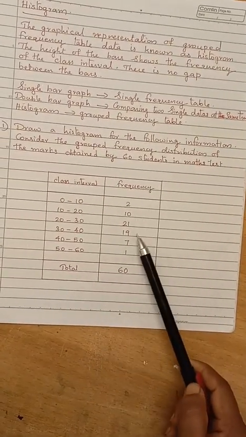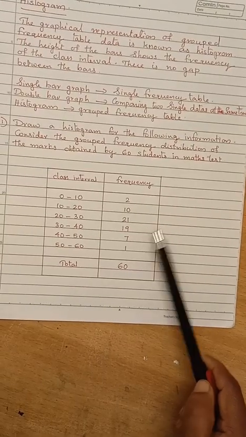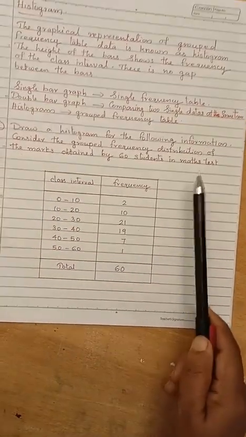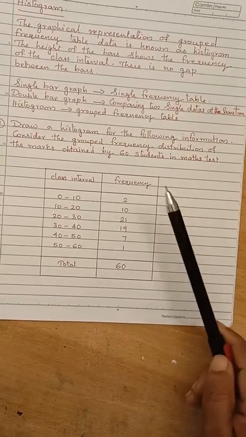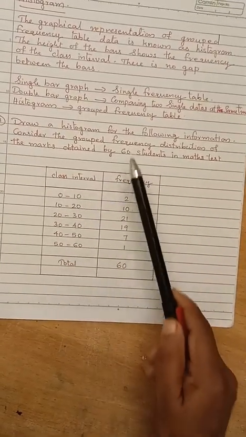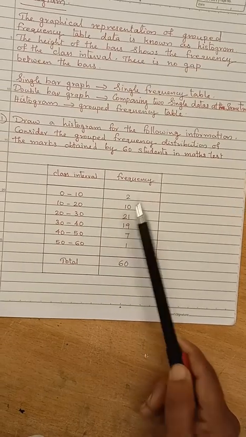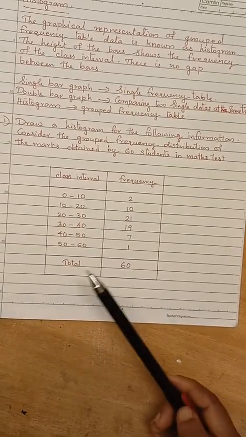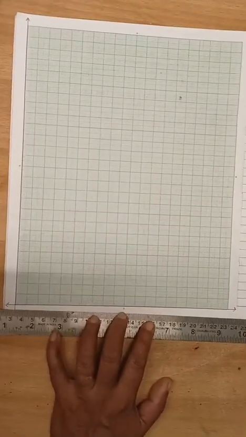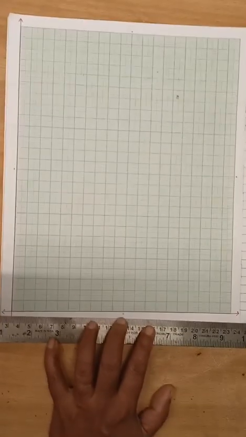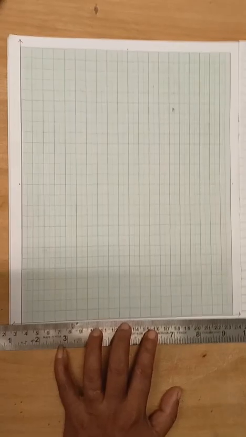If they are not giving the frequency distribution table like this way, they will give the data. You know how to form the frequency distribution table. If the data is given, you have to form the frequency distribution table, then draw the graph. Okay. Now we have to draw the histogram.